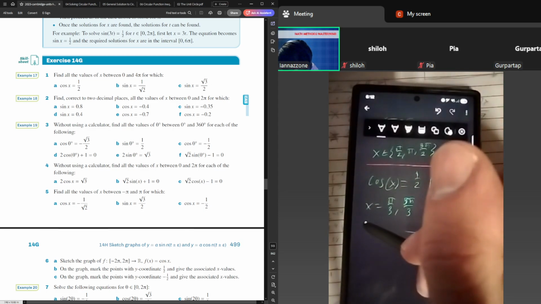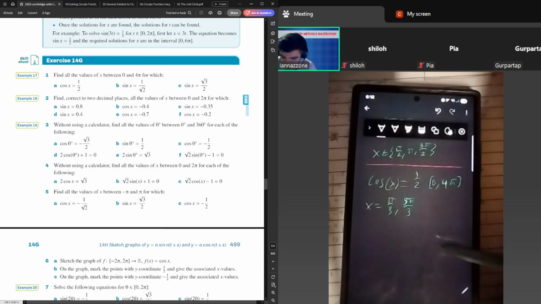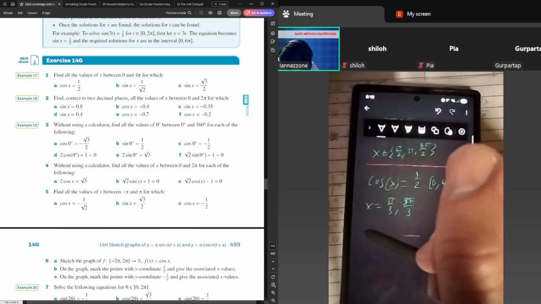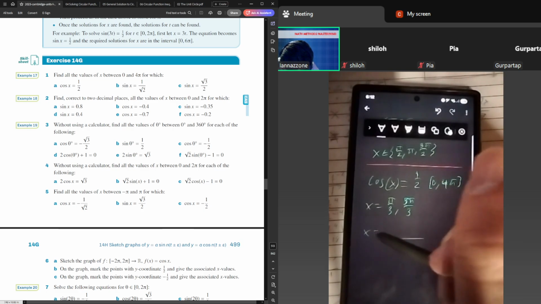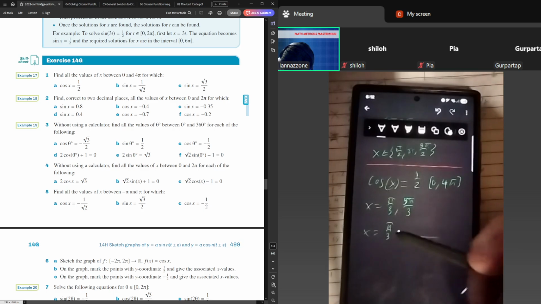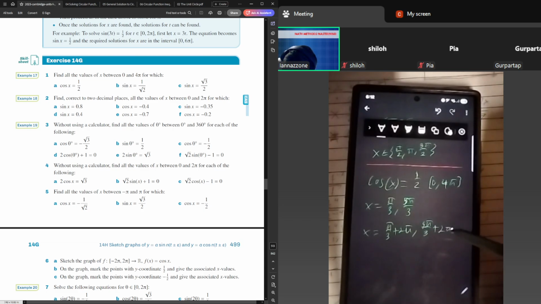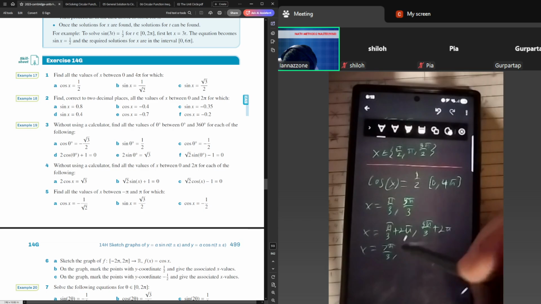Yeah. So if you don't want to count, which, I mean, this one wouldn't be the end of the world to continue counting in terms of pi over 3s. But yeah. So you'll have pi over 3 plus 2 pi, and then 5 pi over 3 plus 2 pi. 2 pi is the same thing as 6 pi over 3, so you're looking at 7 pi over 3, and then you're looking at 11 pi over 3.